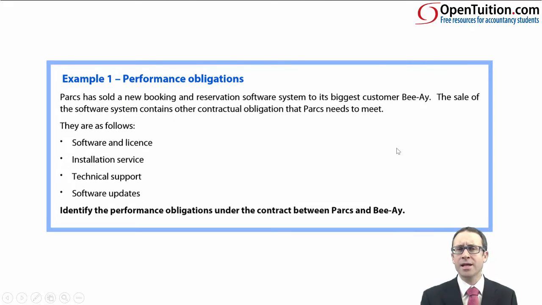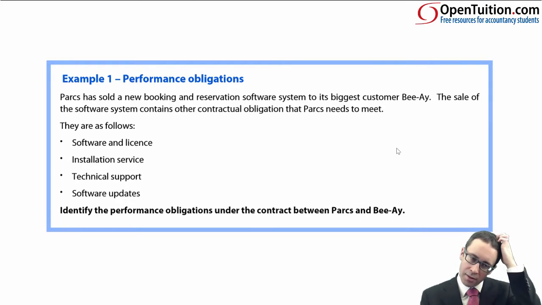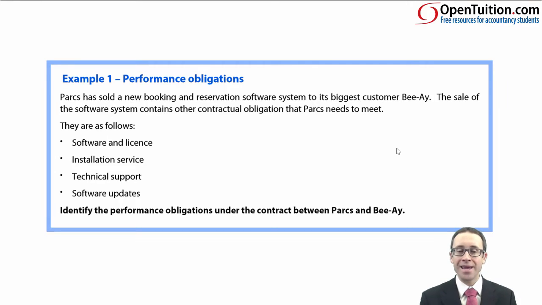Okay. So I think the example here we have got within the notes. The remaining examples I haven't put in there because I will update them as I go along. So example number 1 is all about performance obligations. It wants us to identify the performance obligations under the contract between Parks and BA. It says Parks has sold a new booking and reservations software system to its biggest customer, BA. The sale of the software system contains other contractual obligations that Parks needs to meet.